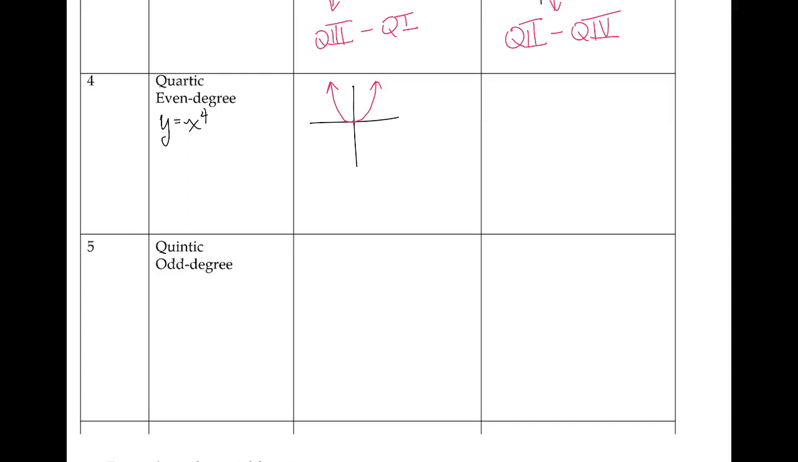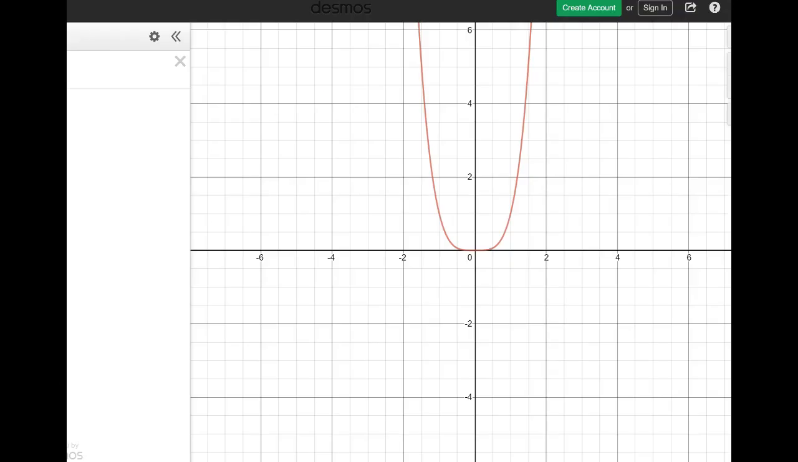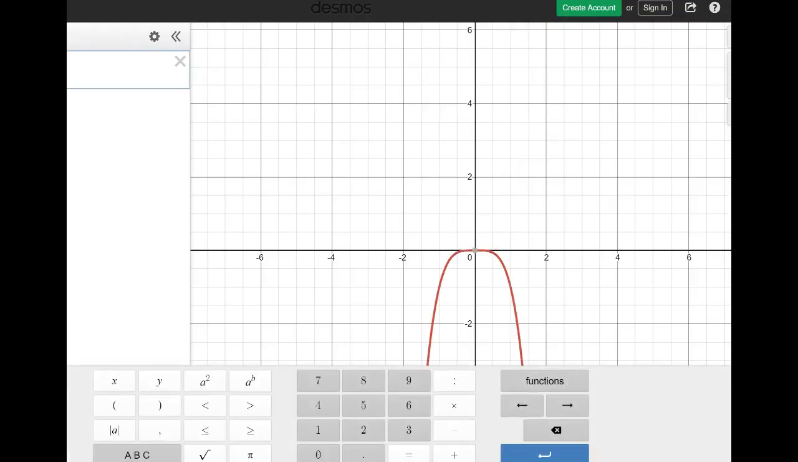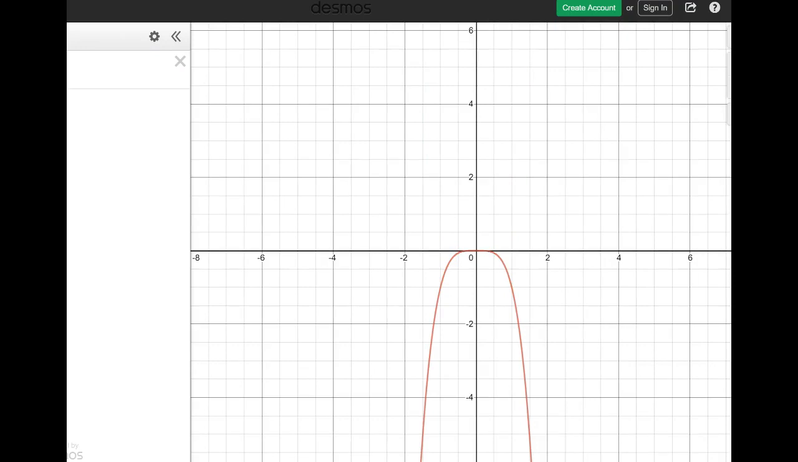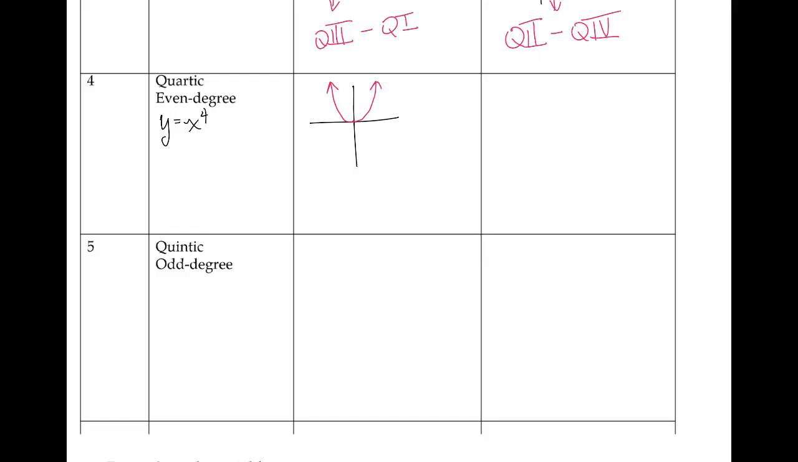The impact of a negative out in front, and if we go back into Desmos for a second, I can show you, simply flips it over so it's pointing downward. So we see the same trend as when we were dealing with our quadratic. The end behavior of even functions, or even degrees rather, point in the same direction. So quadrant 2 to quadrant 1 versus quadrant 3 to quadrant 4.